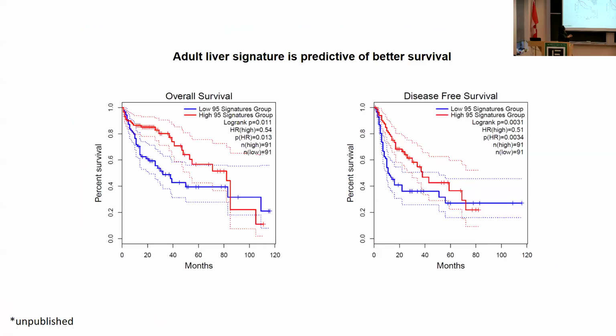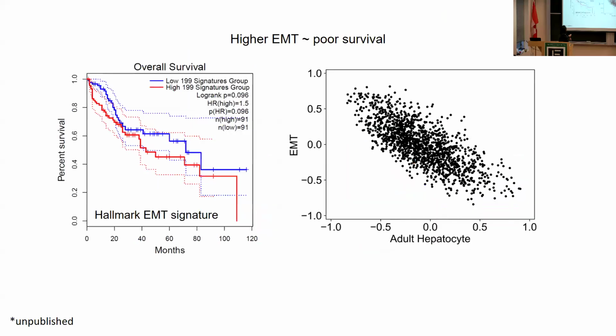If you look at the survival data, the adult liver signature is predictive of better survival in both the overall survival as well as the disease-free survival. So the red curve is higher, and the higher your adult liver signature, or the more differentiated the phenotype, it has a better survival prognosis. Similarly, the higher the EMT, or the more dedifferentiated the phenotype is, it has lower survival.